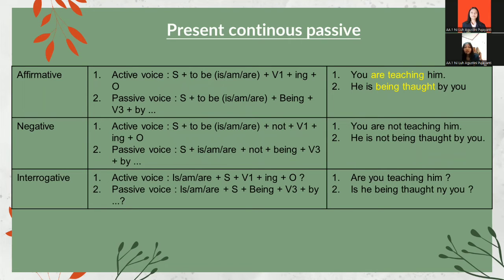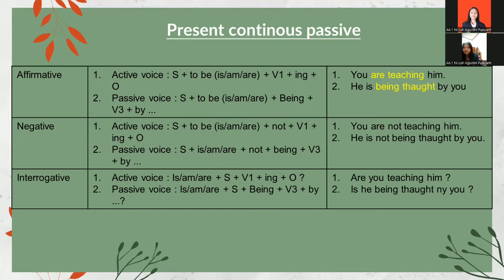So in affirmative sentence, active voice, the structure is subject, is or am or are, plus verb 1 plus ing plus object. So the example is: you are teaching him. In passive voice, the structure is subject plus is, am or are plus being plus verb 3 plus by. So the sentence will be: he is being taught by you.